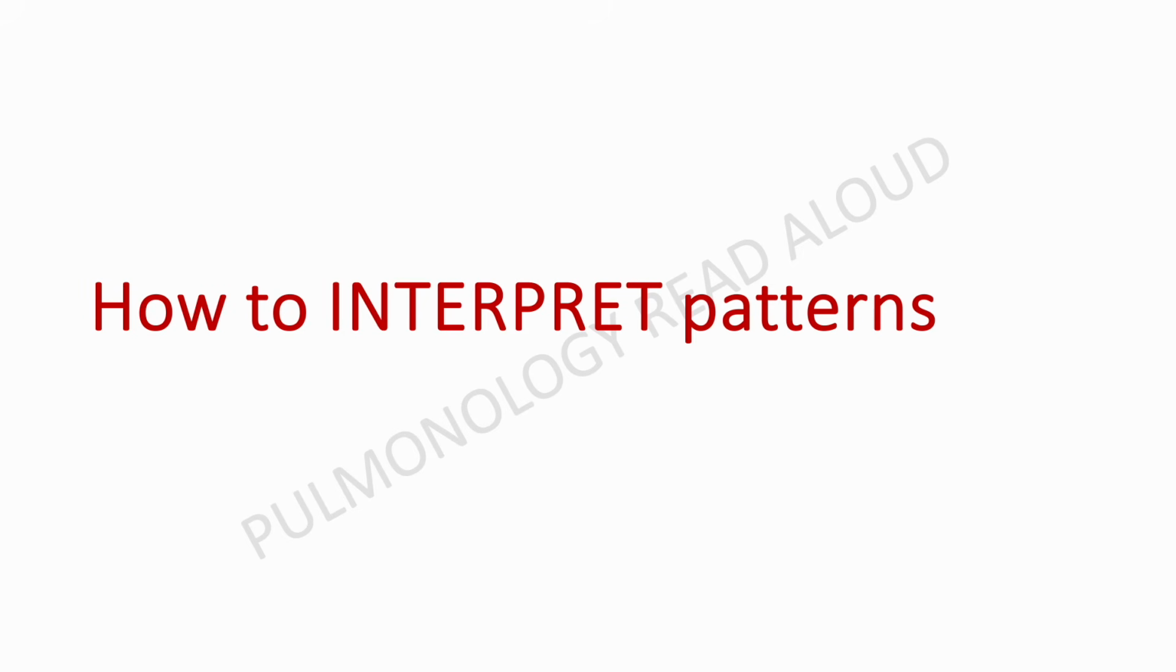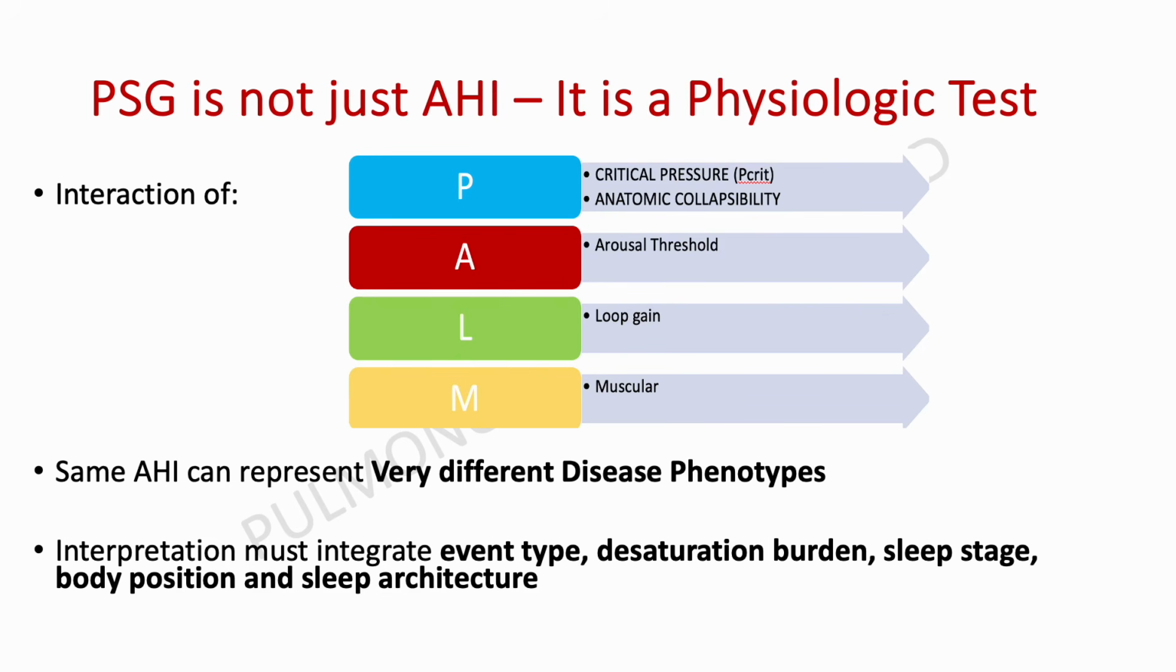Now coming to pattern recognition. Now we remember that polysomnography is not just looking at the indices, because we know that there are many subtypes of pathophysiology which are working to cause OSA. It's not just upper airway obstruction or just a muscular pathology. It could be the arousal threshold, it could be the loop gain issue.